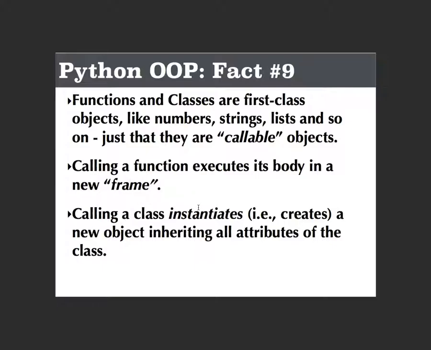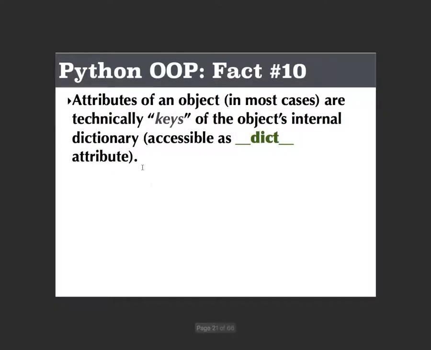Calling a class instantiates or creates a new object inheriting all the attributes of that particular class. Okay, that's what it does. Attributes of an object in most cases are technically keys of an object's internal dictionary. Some time back, I made a shocking revelation telling that there is no global variable. All global variables are nothing but syntax sugar for module attributes. Am I correct? Almost all attributes of an object are nothing but resolved as keys of a module's attribute dictionary.